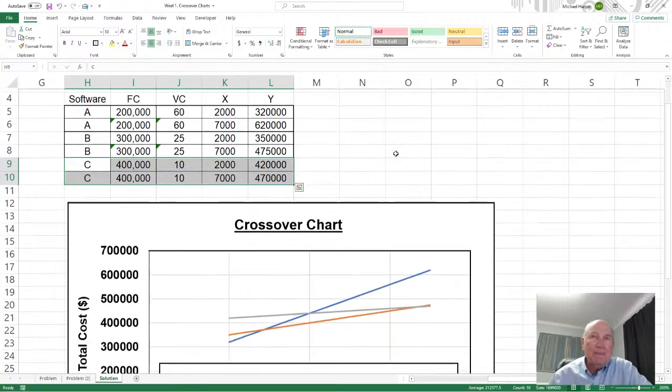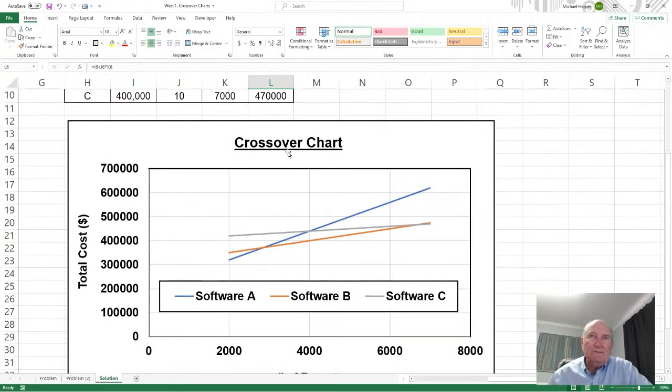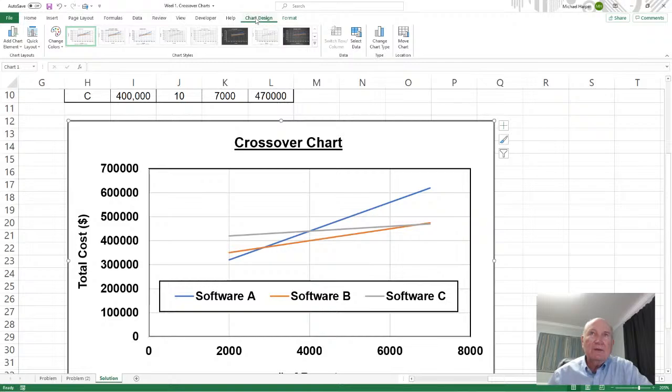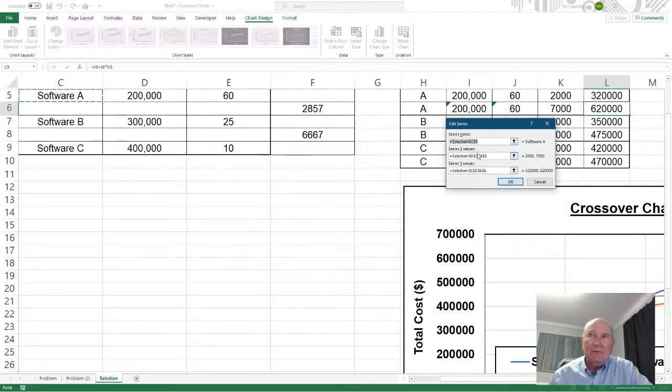Now, to know how I generated this, I have the actual calculations up here, and down here is the crossover chart. You click the crossover chart, and when you do that, it opens up the chart design in the format. You click chart design, come over here, select data, and you can see exactly how I did it. You can add, edit, or remove, and you can see exactly how I put things in.